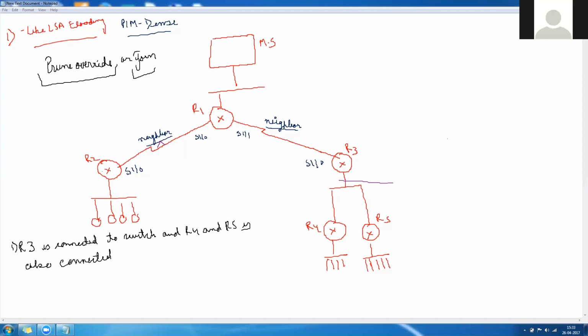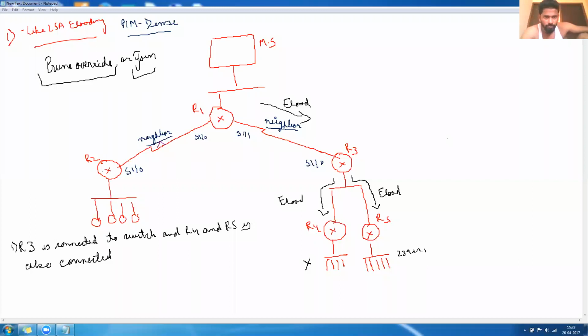Okay. Now when the flood goes here, one flood will go here also. From here the flood is coming, and on the other side the flood will go here also. Now there could be a possibility: this side no one is listening to 39.1.1.1, and this side someone is listening to 39.1.1.1. So what will happen?